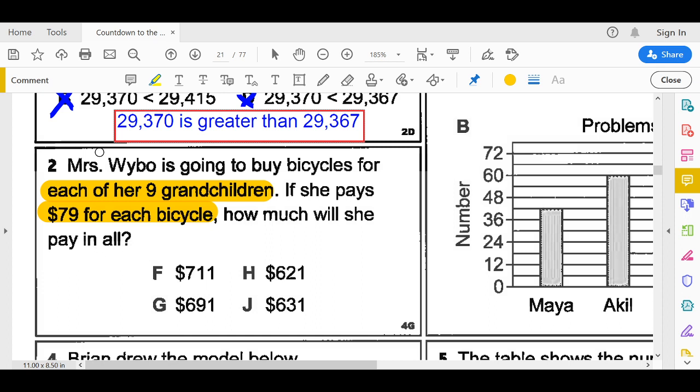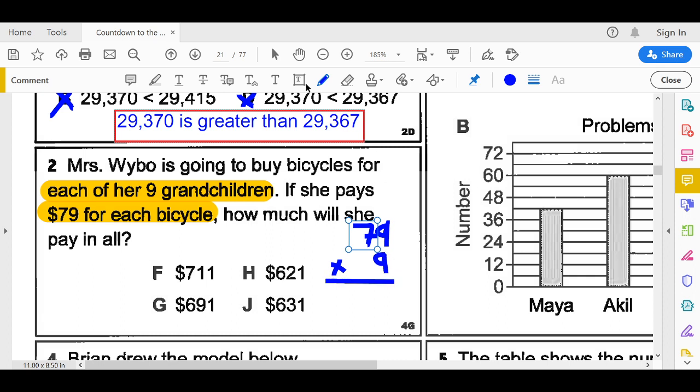Remember that most of the times when the question says each and it gives you 2 numbers, you have to multiply. So let me do my multiplication here. I'm going to do 79 times 9. And amigos, we are going to use the 9s right here.